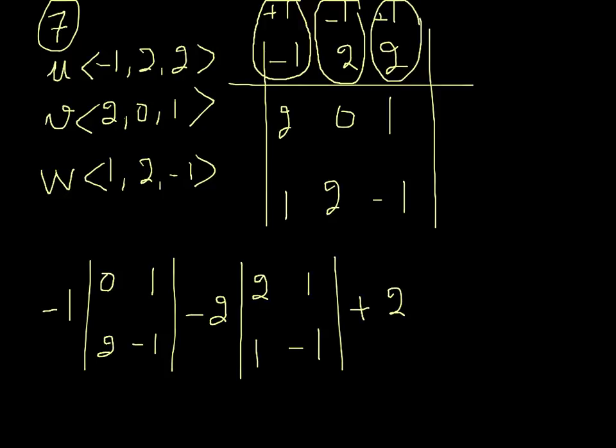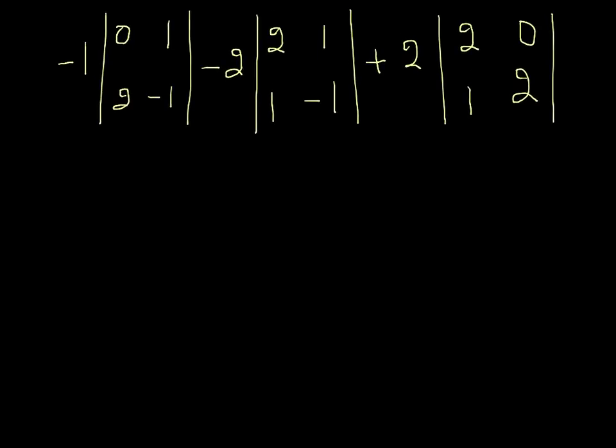2 times 1 is 2. If you look at the minor, it will be 2, 1, 0, 2. Now let's go ahead and finish up the multiplication. To finish up this multiplication will be -1 times: multiply this way is 0 minus 2.